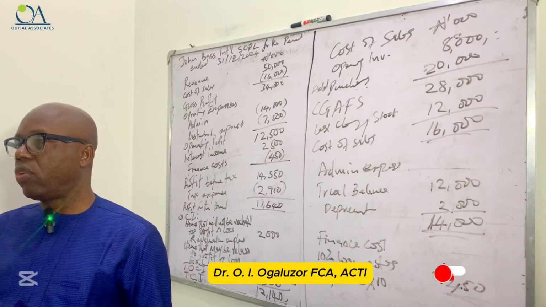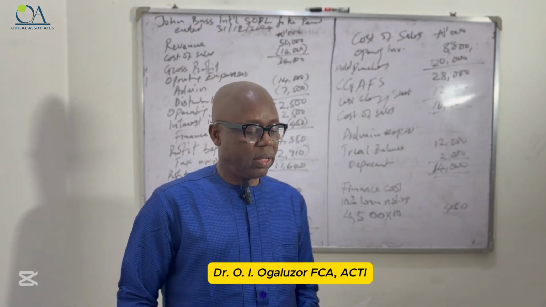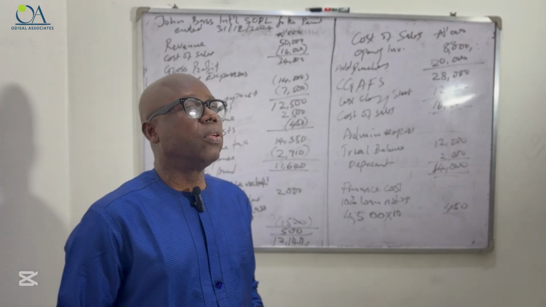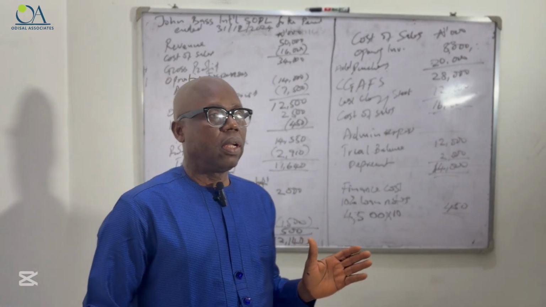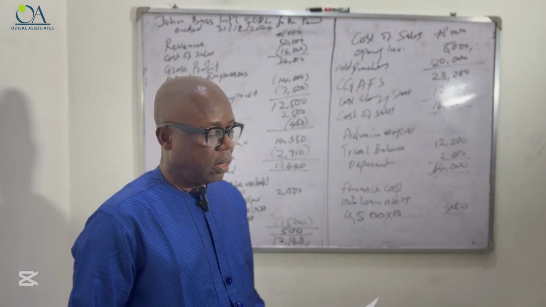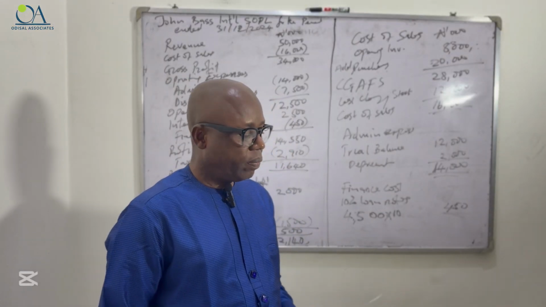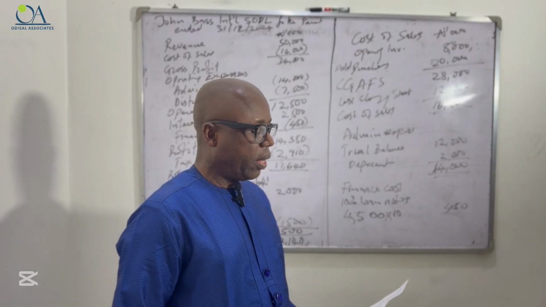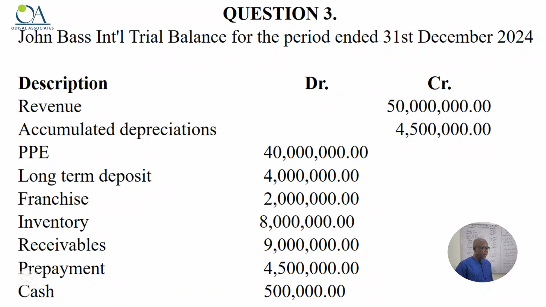I'm going to solve the third question, and this question is on investment in associates. I'll read the question out. Question 3. John Barr's International trial balance for the period ended 31st December 2024.